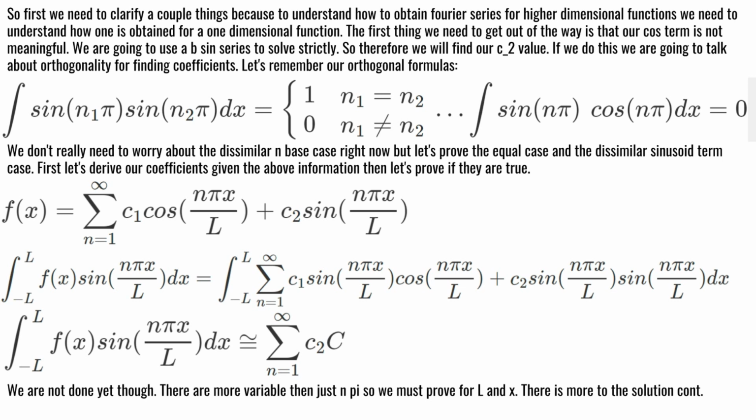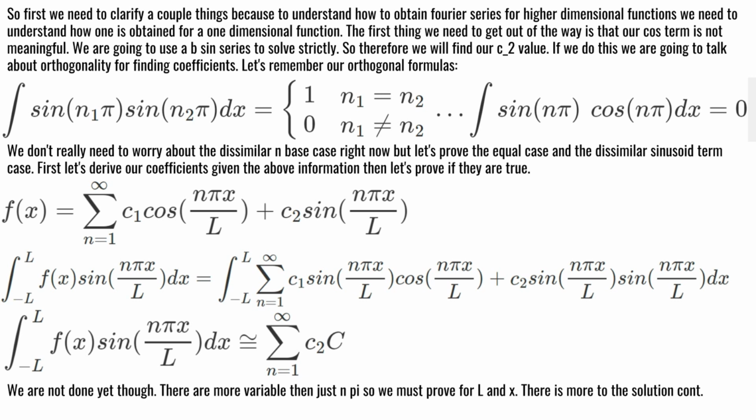I just listed that identity to clarify that, but in this case n is equal, so c sub 2, because we're multiplying by similar sinusoids when we're finding c sub 2, because f of x is equal to the Fourier series, the integral from -L to L of the function of x multiplied by sine n pi x over L, is approximately equal to c sub 2.